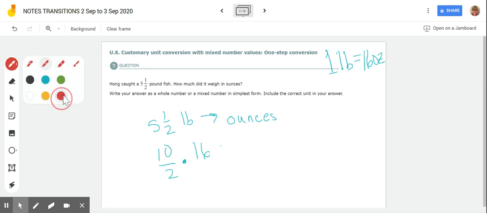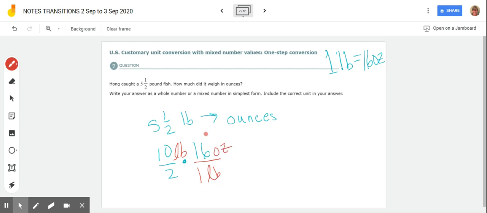This should bring back chemistry feels for you. You have 10.5 pounds, and in 1 pound, there are 16 ounces. Do you remember stoichiometry? Boom, boom, cancel your units, you end up with ounces. So this you can easily simplify. 2 goes into 16 8 times, and the answer is 80 ounces.